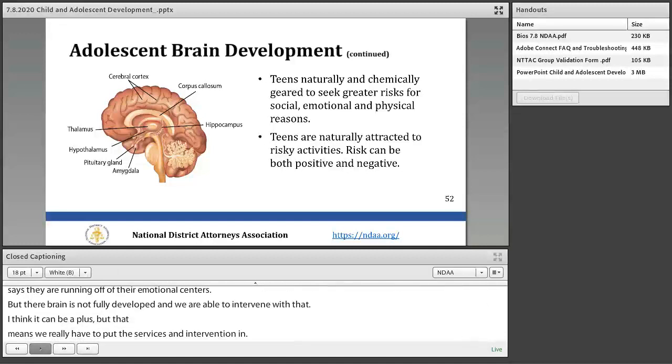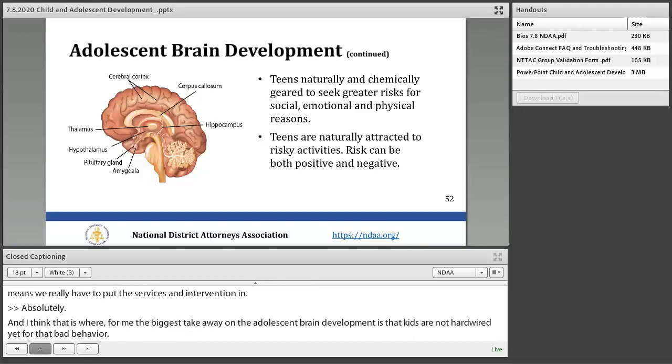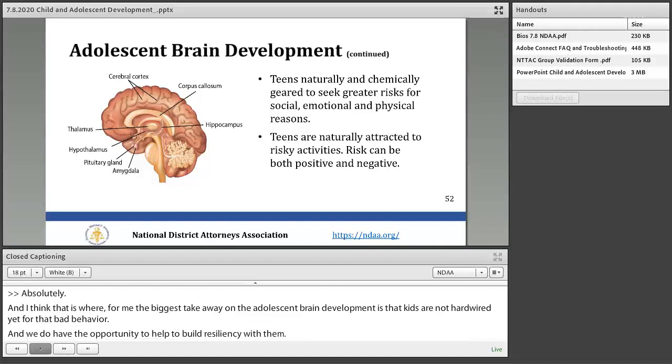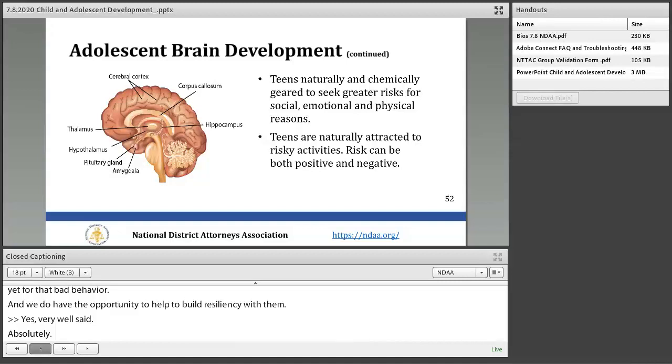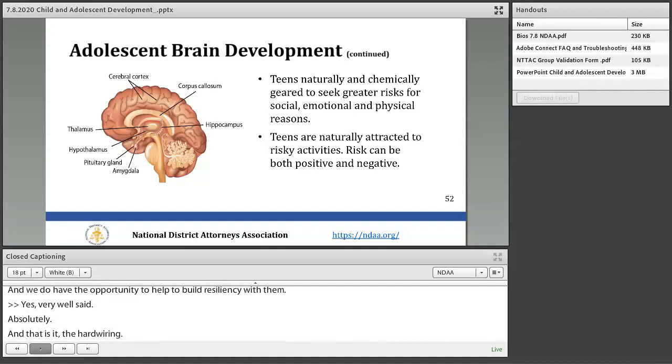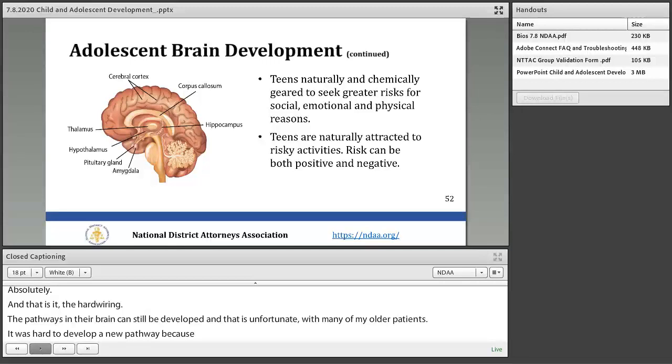Absolutely, and for me, the biggest takeaway from adolescent brain development is that kids aren't hardwired yet for bad behavior, and we do have an opportunity to help build resiliency with them. Yes, very well said. And that's the hardwiring. The pathways in their brains can still be developed, and that's unfortunate with many of my older patients. It was really hard to develop a new pathway because pretty much the wiring was there, and we would have to come up with alternate circuitry as opposed to developing new circuitry, which the youth can.